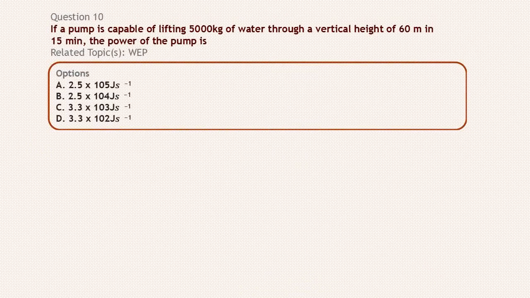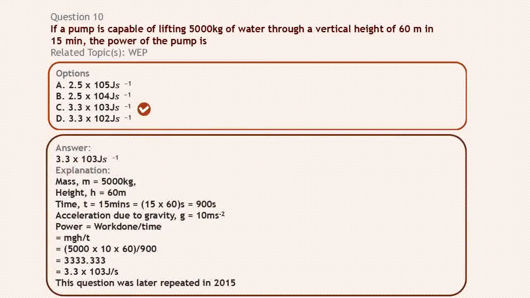Next, on work, energy and power: if a pump is capable of lifting 500 kg of water through a vertical height of 60 meters in 15 minutes, the power of the pump is, power is equal to work done over time. So the power of the pump is going to be the work done in raising the body through that height or distance over the time, and that work done is going to be equal to the weight of the body times the height to which the body was lifted.